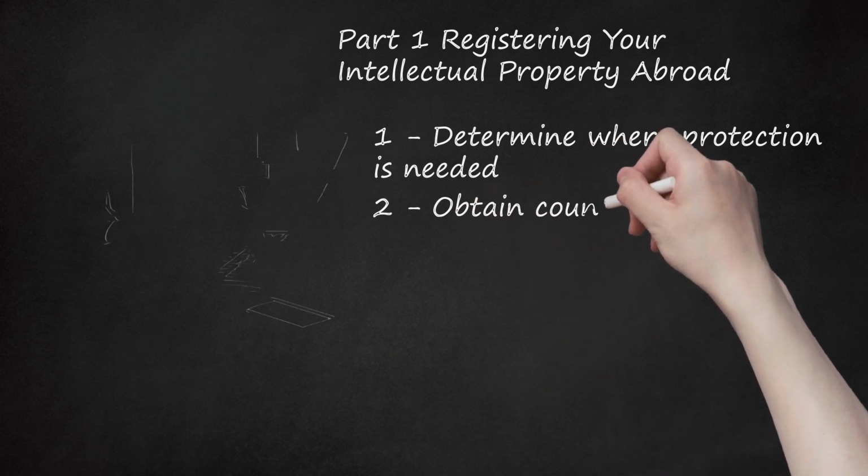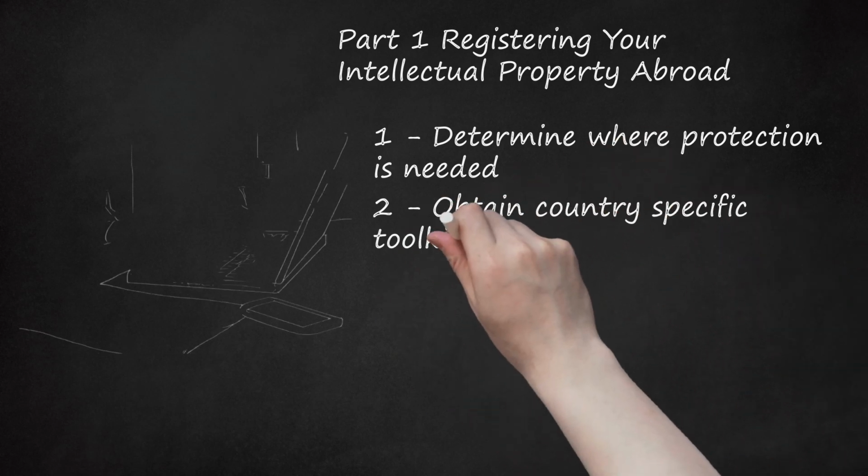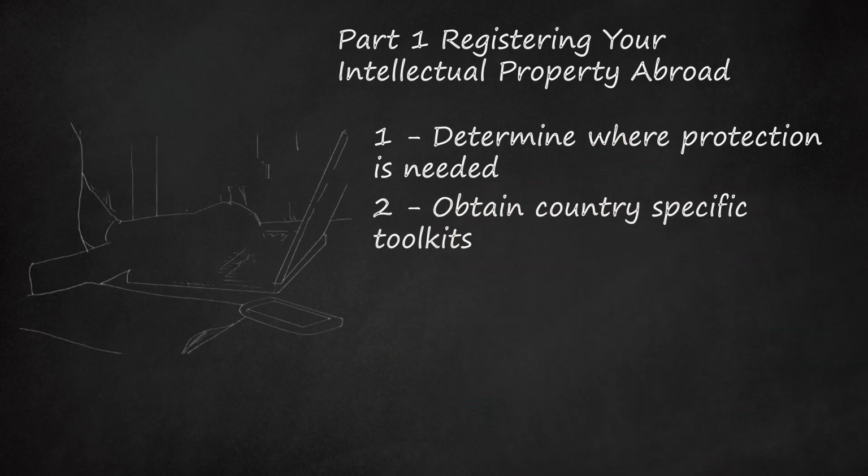2. Obtain country-specific toolkits. If you have determined that you need protection in certain countries, intellectual property rights toolkits are a great place to find information on obtaining that protection. These toolkits, compiled by the U.S. Department of Commerce with the help of U.S. embassies, provide detailed information about how to protect and enforce your intellectual property abroad.